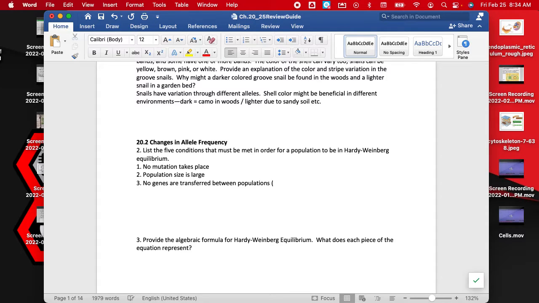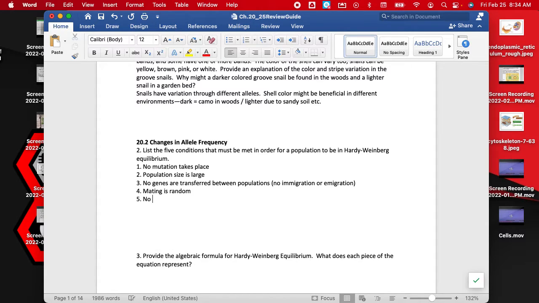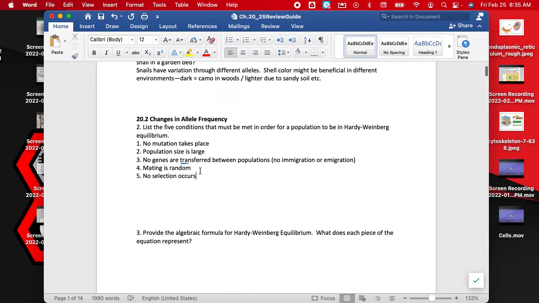So I'm just going to put in parentheses, that means no emigration or immigration, I'm just totally butchering those words. There we go. I think you said emigration. Yeah, I did. Mating is random. No selection occurs. They don't favor anything. It's just completely random.